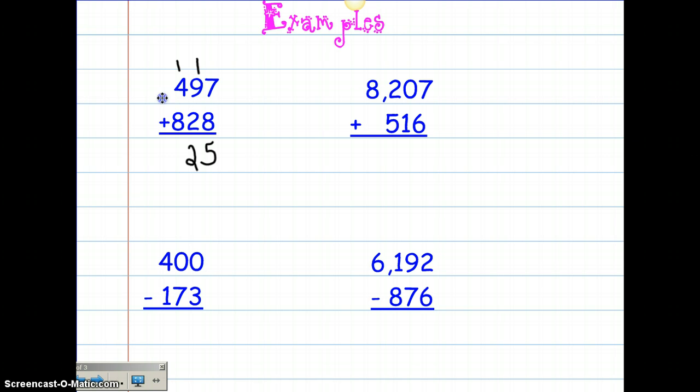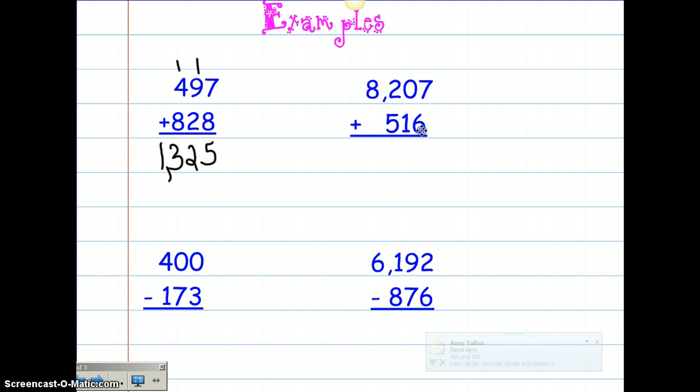Now, I have 4 plus 8 plus 1. So I can think of this. I can make a group of 10 again because 8 plus 2 is 10 plus 2 more is 12. So 8 plus 4 is 12 plus 1 more is 13, and I'm going to write down the whole number 13. So my answer to this problem is 1,325.